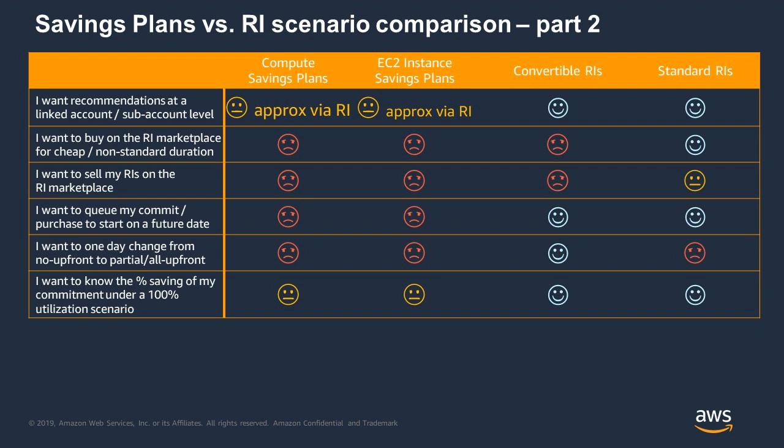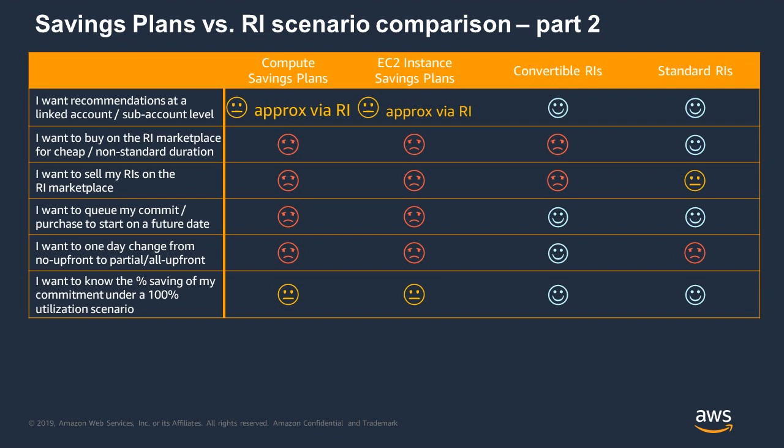If you want to queue your commitment for the future, it's possible to do so with standard and convertible RIs. However, with compute savings plans, because it's so simple and quick to execute, it's not really a disadvantage of compute savings plans. If you want to one day change from a no upfront or partial upfront into a partial or all upfront option, only convertible RIs allow you to do that. So upon the exchange, you can change the payment option there.